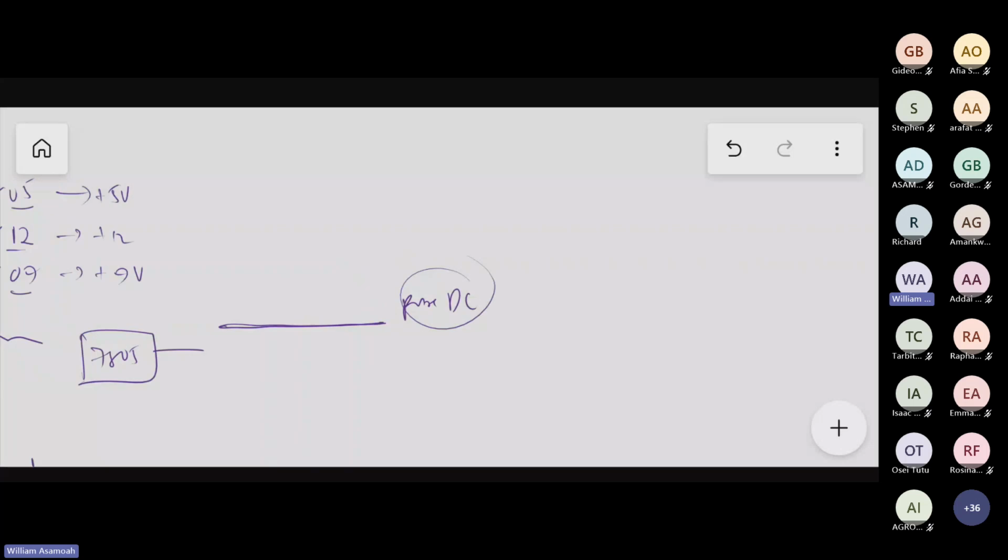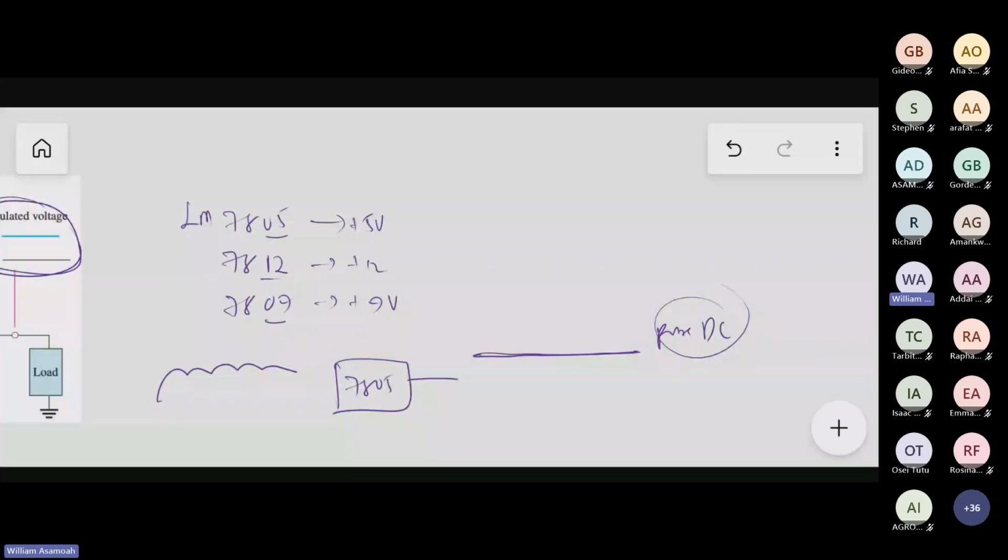You just get a regulator. Now there are two options. It's either you are using a linear regulator or you are using a Zener diode for the regulation. That's why we have a linear regulator or a Zener regulator.